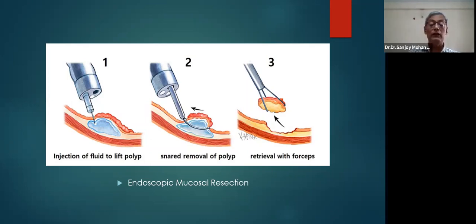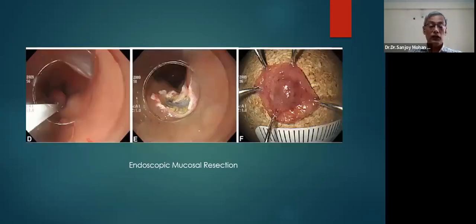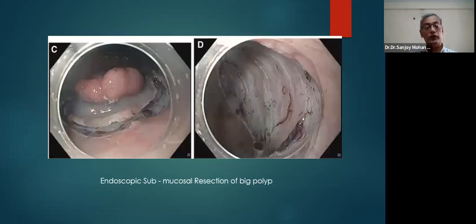And if any complication happens, for example if a perforation develops, the color will give us an idea. Otherwise it shows that there is no complication. So this is the ultimate retrieval with the forceps. This is another picture of what I told, endoscopic mucosal resection. We can excise in that way. This is the resected specimen. Here is endoscopic submucosal dissection with a big polyp. You can see we have excised, and after that the muscle layer can be seen in the right side picture.